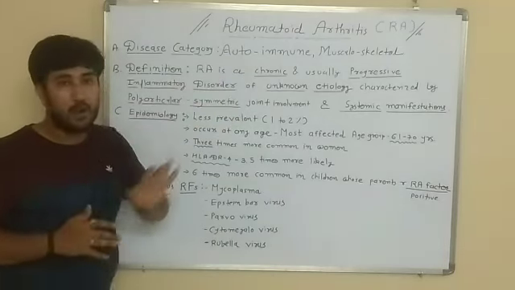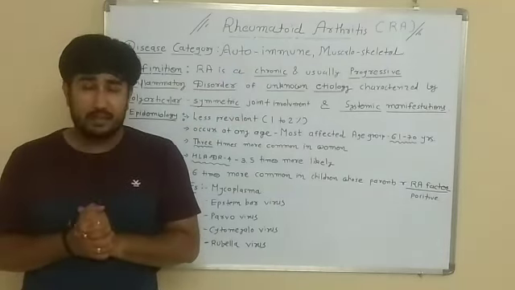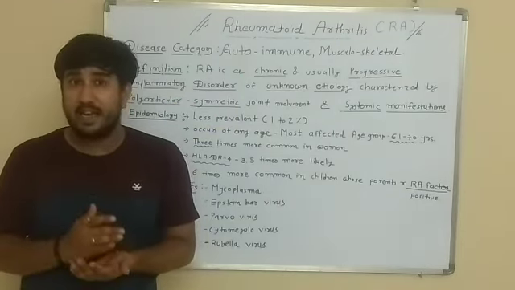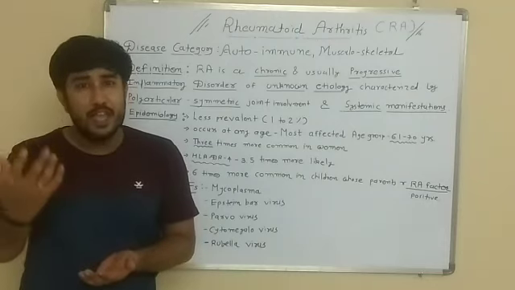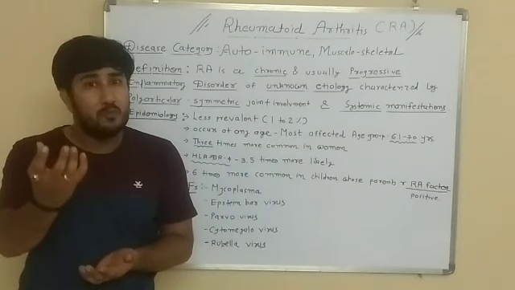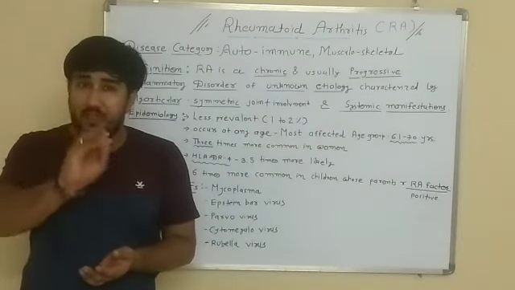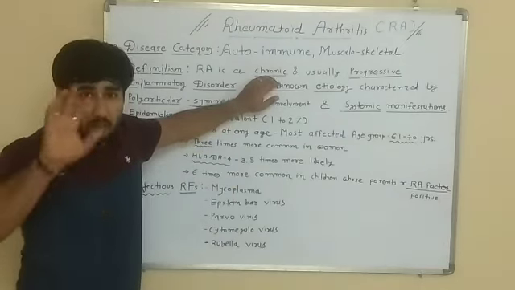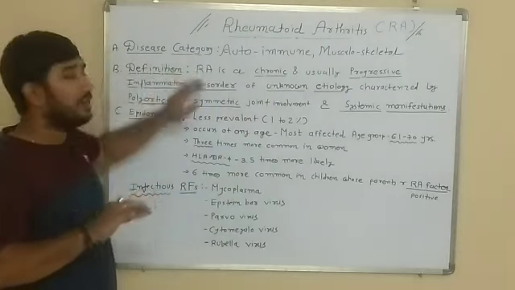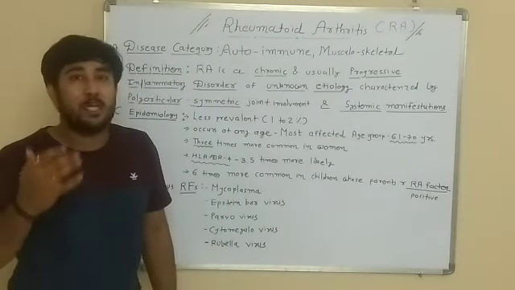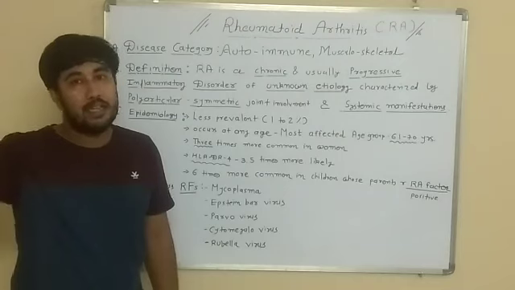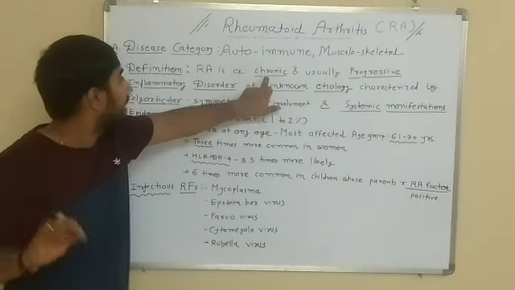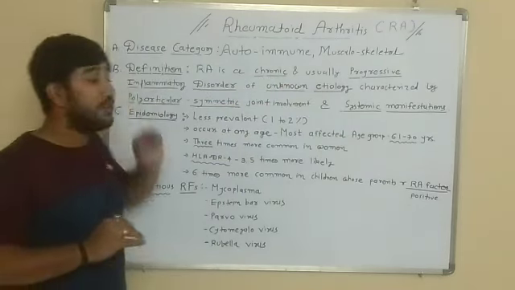Rheumatoid arthritis is a chronic disease condition. Why chronic? Unlike other conditions, or infections like malaria and typhoid, which last just a few days or even a few months, those are acute conditions. This disease condition remains for years and years, and most of the time rheumatoid arthritis is lifelong. The patient has to take medication until he or she dies, and that is why it is known as a chronic disease condition. And usually it is a progressive inflammatory disorder.